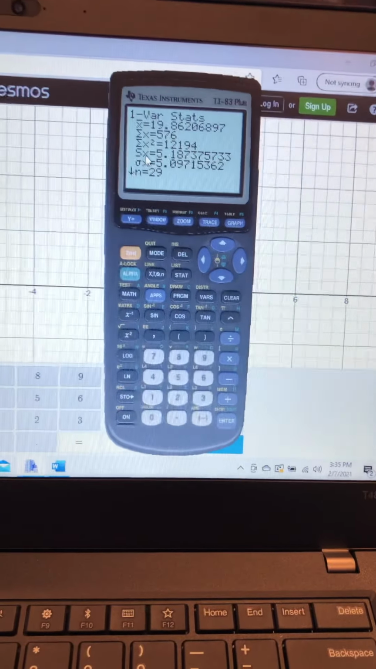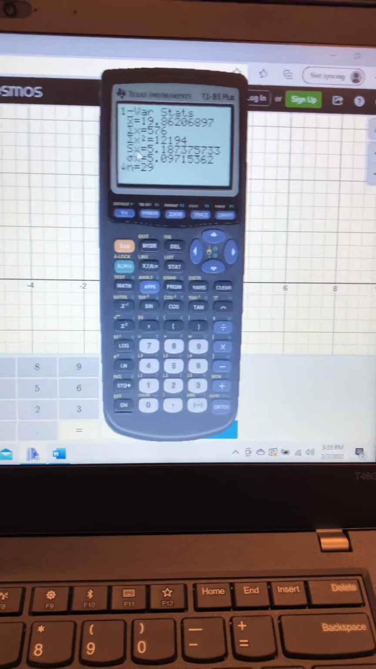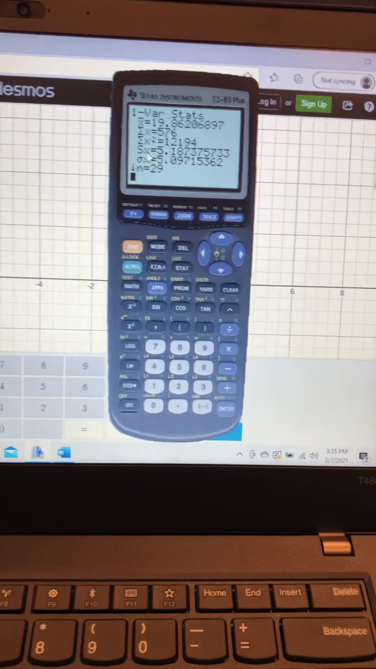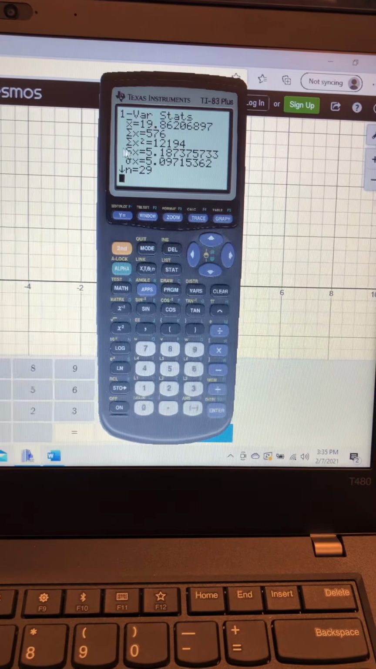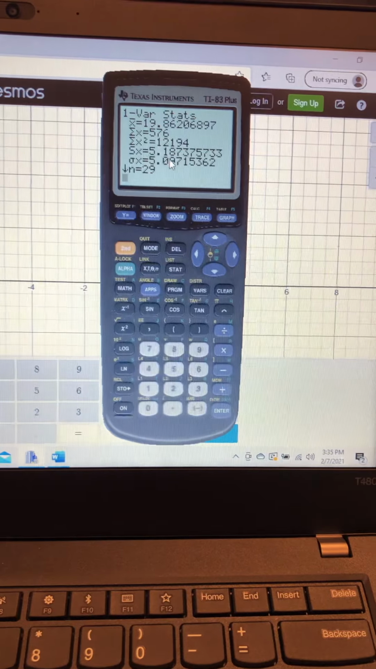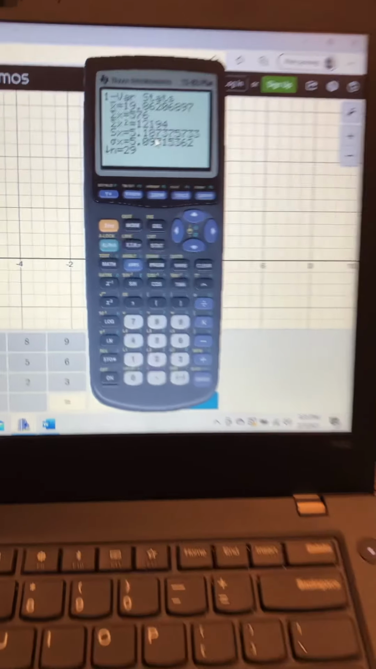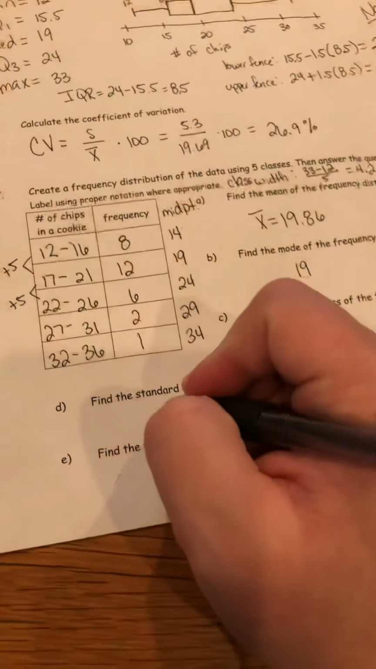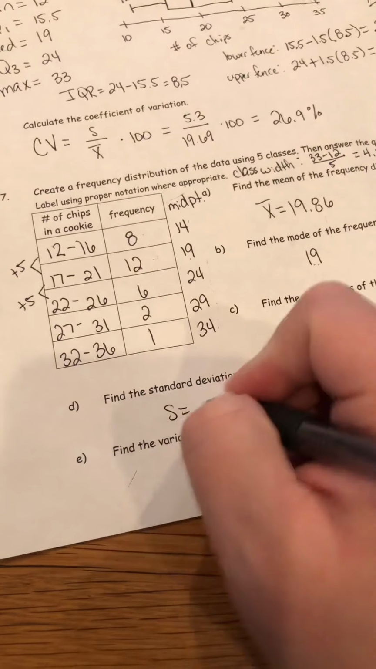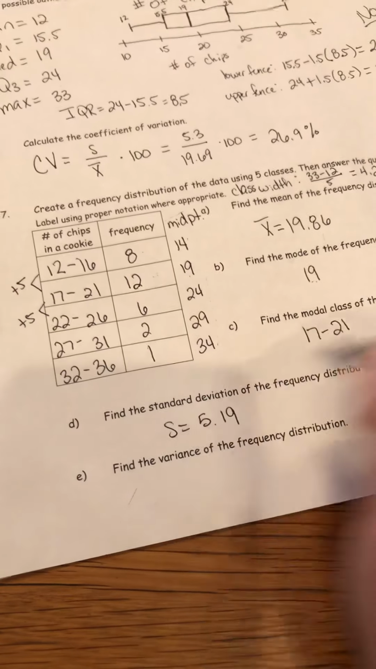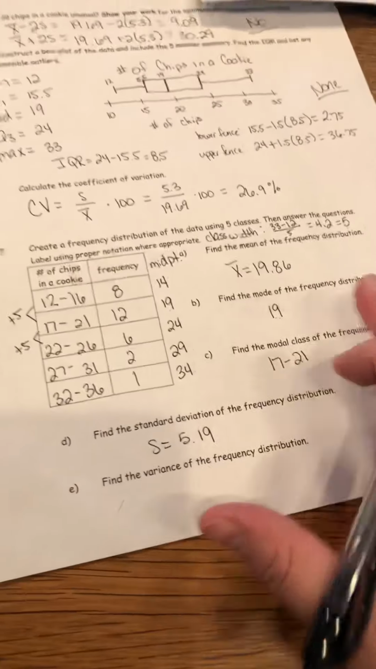So again, the calculator already gave me my standard deviation. It gives me SX or sigma X. And I'm doing SX because I've got a sample. So I'm going to write S equals, and in this case it's 5.19. So again, it's not exactly what we had before. Before we had 5.3, but it's still close.